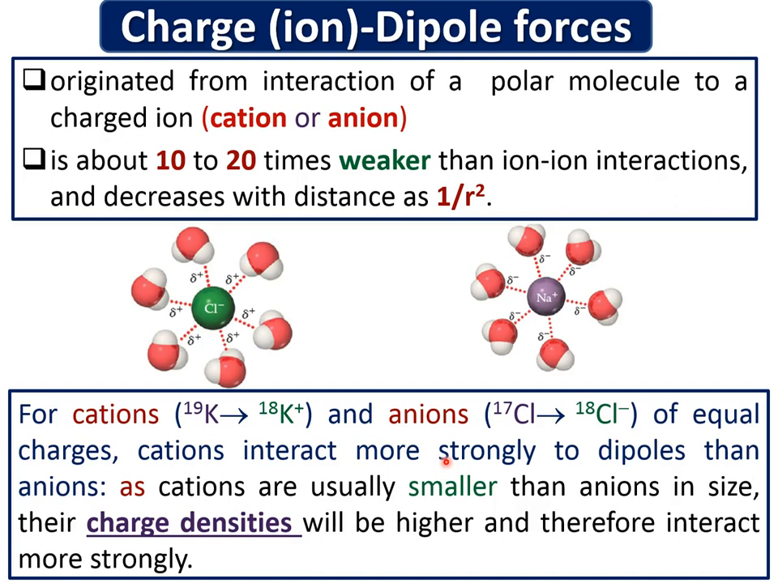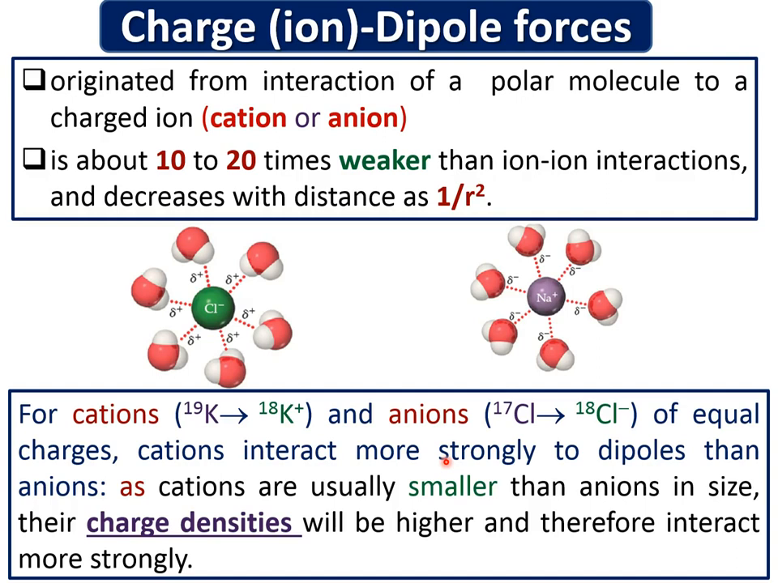The cation will have the stronger attraction because the cation is supposed to be smaller in size than the anion, which means that the cation will have a higher charge density. The 18 electrons are supposed to belong to the smaller size of the ion, and hence the charge density will be higher for the cations. So the cations will interact more strongly with dipoles than the anions.